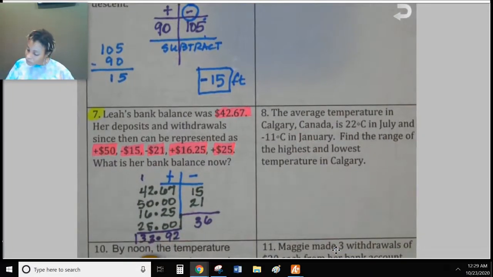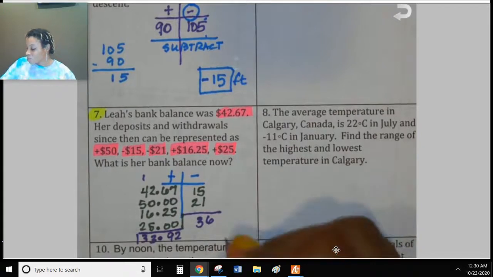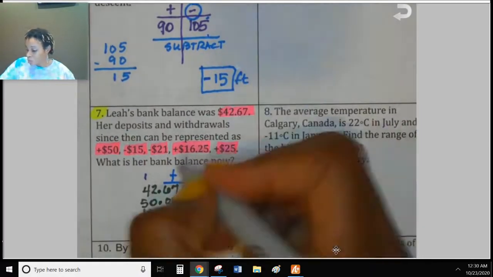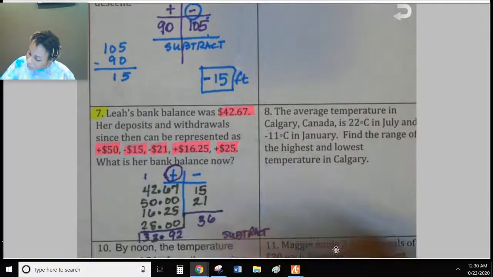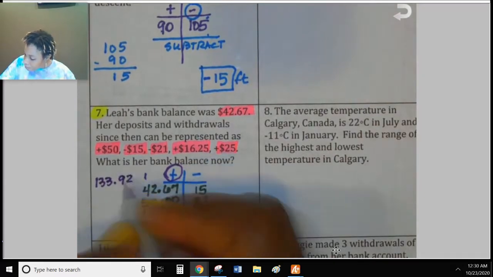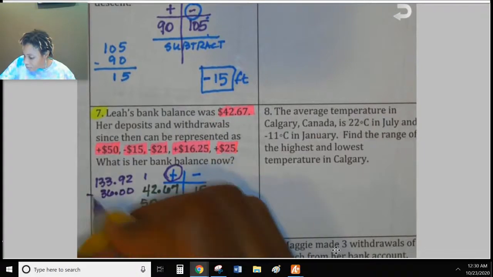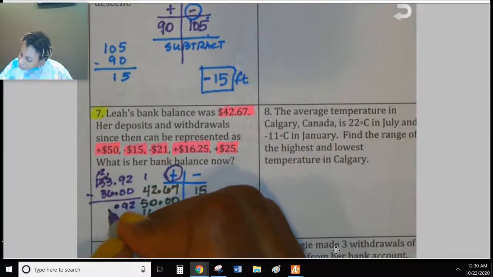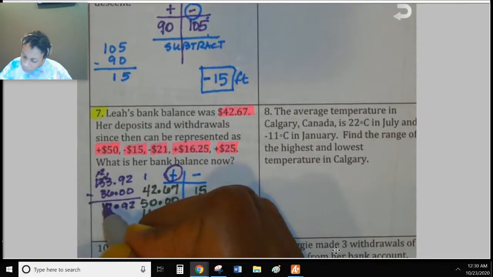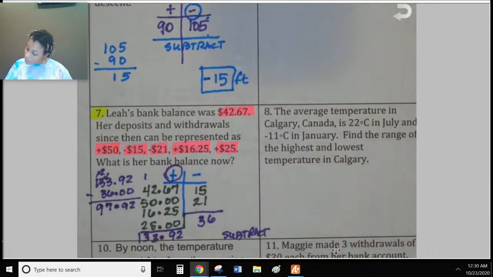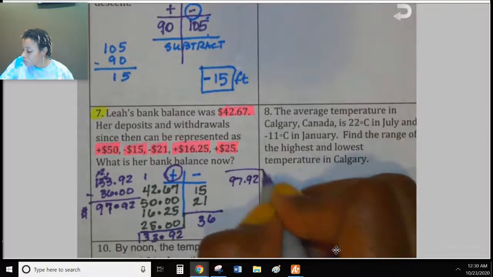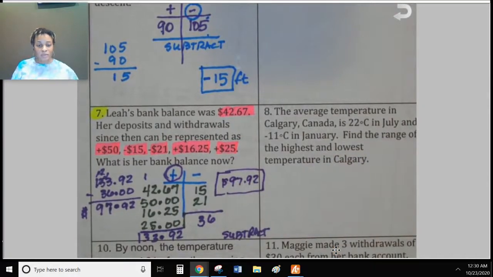So I end up with a positive $133.92 and a negative 36. Remember, if I have numbers on both sides, that's right, we need to subtract. So we're going to subtract those numbers and then take the sign of the larger. Well, 133 is larger, so my answer is going to be positive. And you can do, again, side work for this. Remember that decimal point is going to be here. We need to do some borrowing. So we should get $97.92, and it's a positive answer. So $97.92 is what is left in her account after all her withdrawals and deposits.